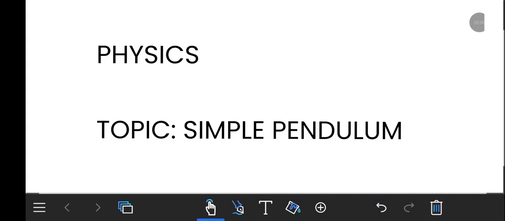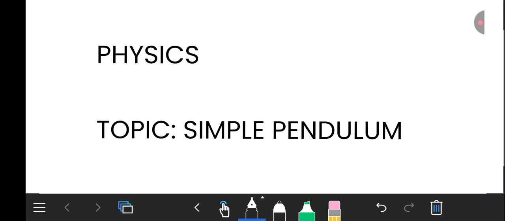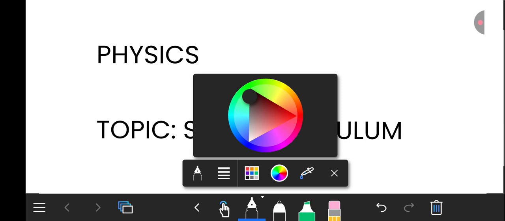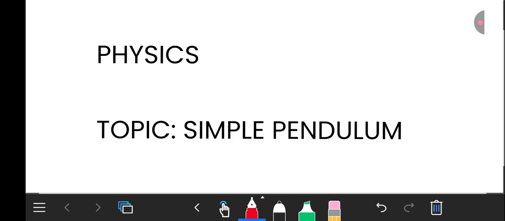Welcome to this session where we are doing physics, and the topic we're going to cover is simple pendulum. Let's understand simple pendulum.